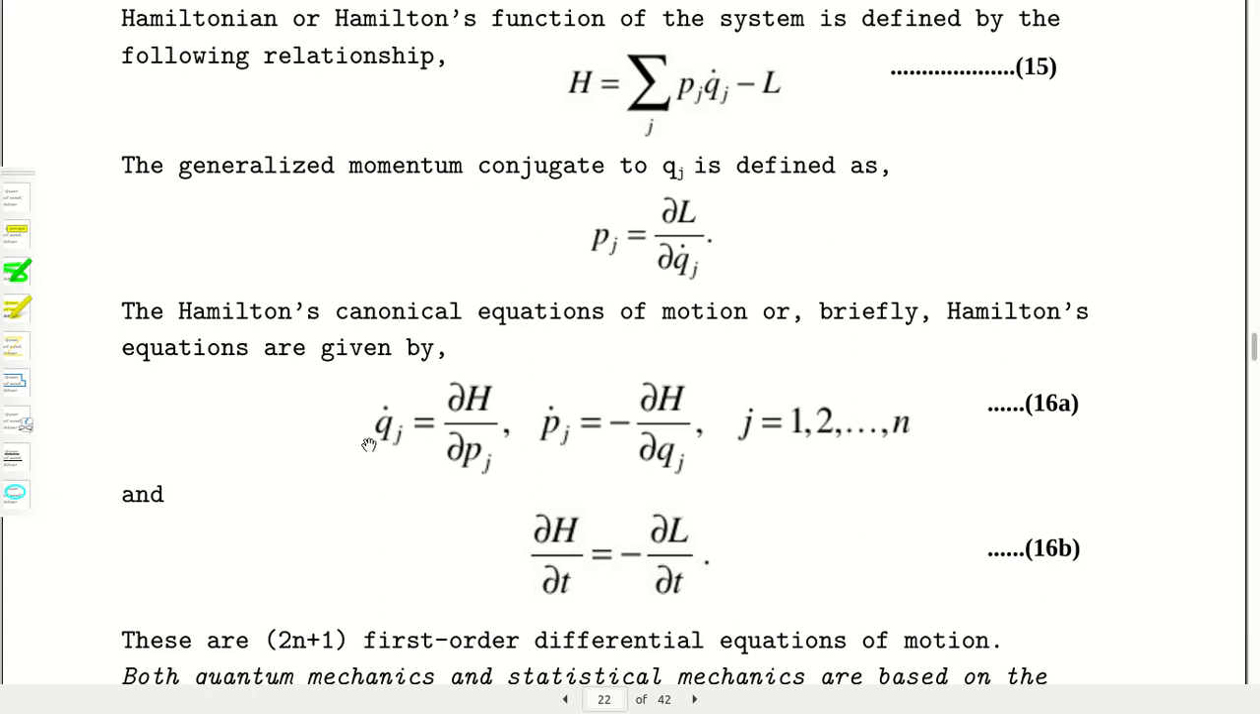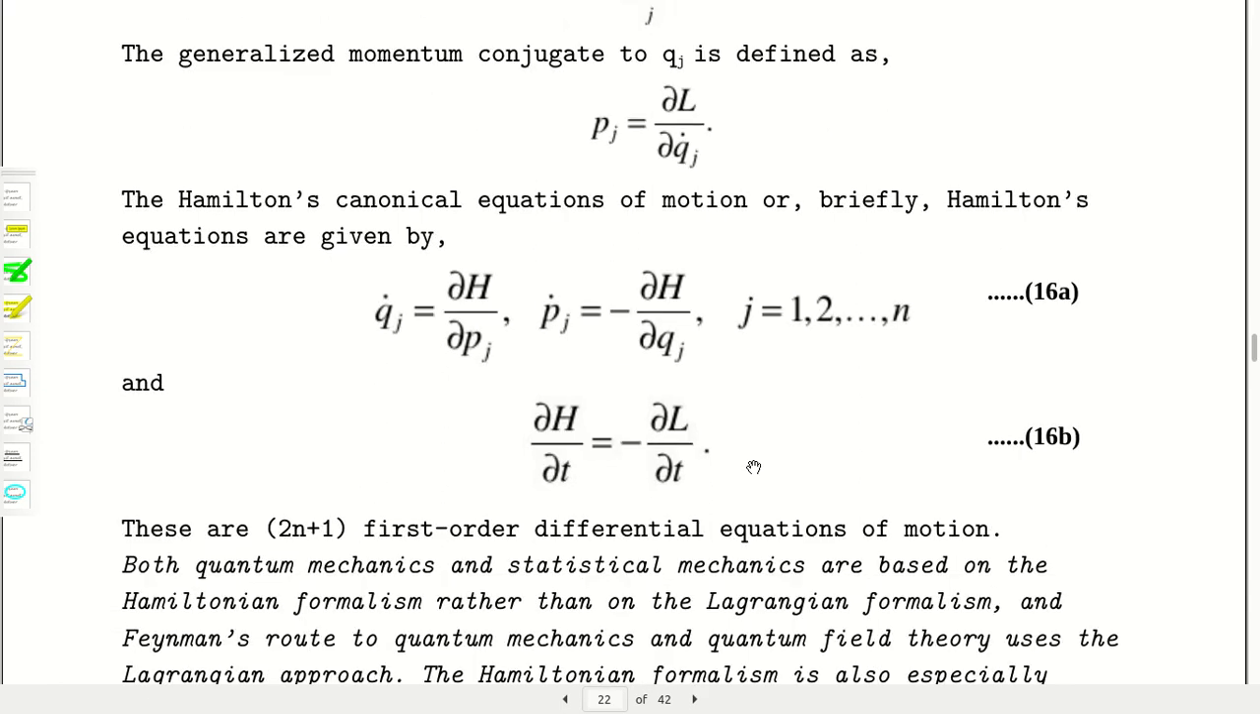And see, here first order differential equations are involved, whereas in Lagrangian mechanics, as we learned in our previous class, we have second order differential equations. That is the difference between the two mechanisms, Hamiltonian and Lagrangian. So why are they called canonical? Because knowing one coordinate q, you can know the other coordinate p. They are connected by these equations.